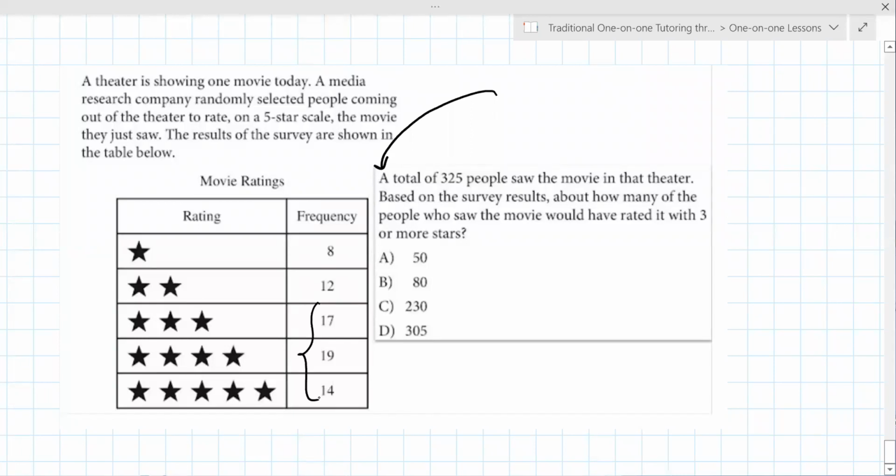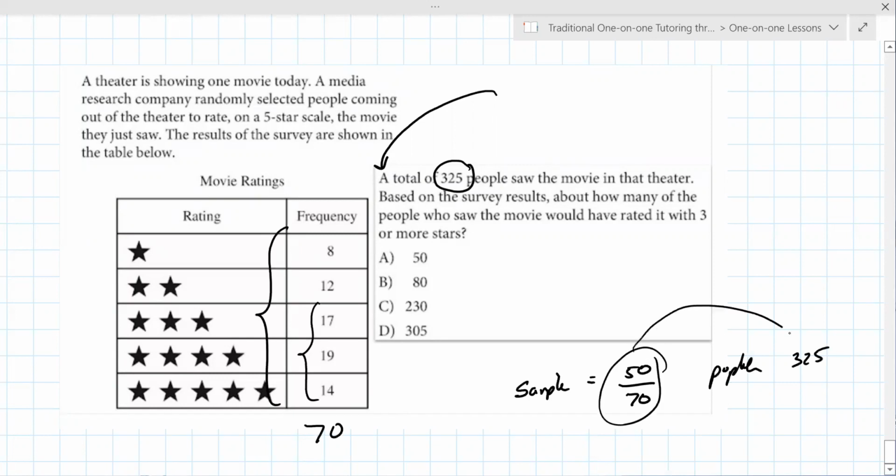Okay. The problem is that that's not out of 325. Like if you add all of these up, it's a total of 70. Okay. So what they're saying is, and this kind of applies to your stats class, the sample is that, okay, 50 out of 70 liked it, but the population is 325. So they're saying, like, how would this project to the 325 people?